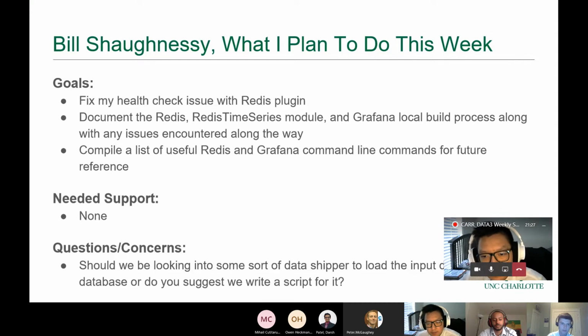And I don't need any support right now. One question that I had was, should we be looking into some kind of data shipper to load the information that we get from the inputs into our Redis server, or do you think that we should write a script to do that?